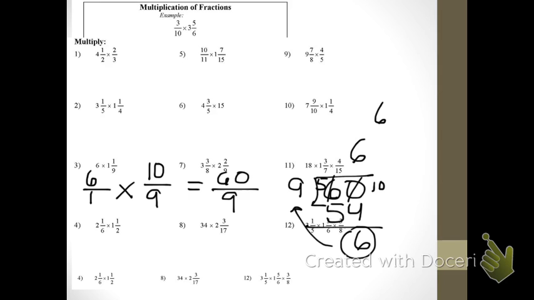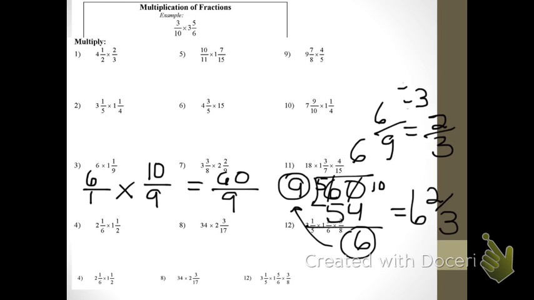I'm going to write that as 6 over this divisor. But 6/9 is not in lowest terms because we have a common factor of 3. So we're going to divide both by 3. 6 divided by 3 is 2, and 9 divided by 3 is 3. So the final answer here is 6 2/3.